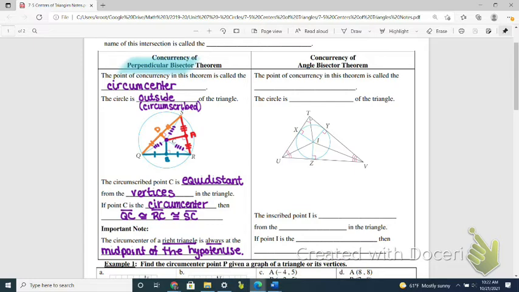So let's move on to the angle bisectors then. So this is where we're going to talk about the angle bisectors. So the point of concurrency of all your angle bisectors is called the incenter. In this case, the circle is inside of the triangle. And remember, we talked about that. That is inscribed. When the circle is inside, it is inscribed.